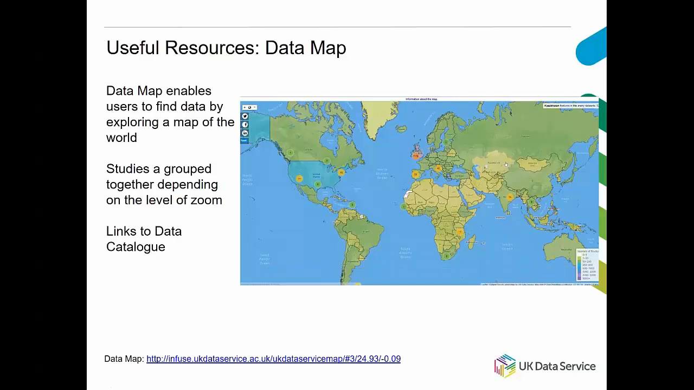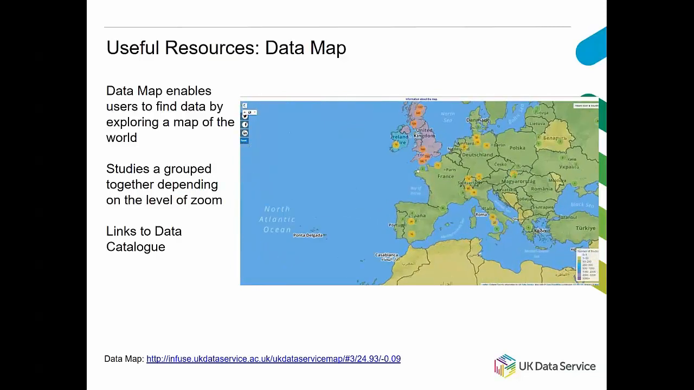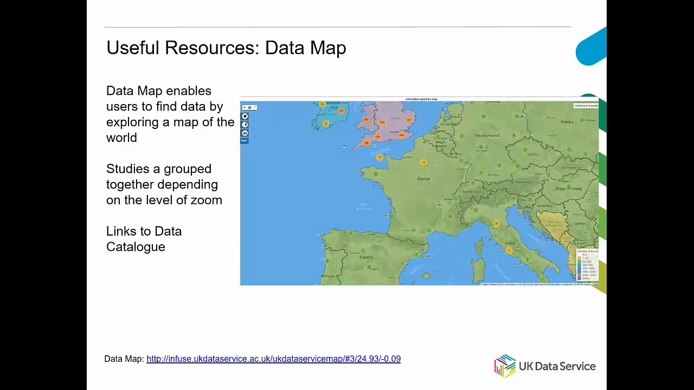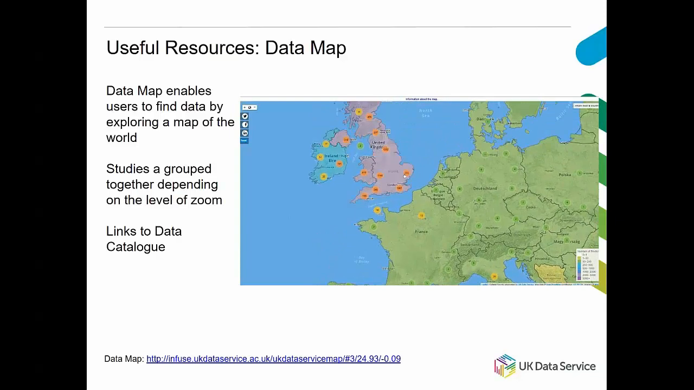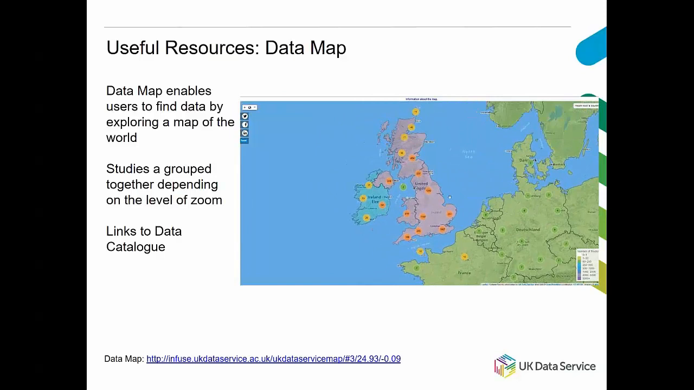The data map we offer enables you to view and find data by exploring a map of the world. Now I'm going to show a quick demonstration of how it can be used. As you can see, studies are grouped together depending on the geographical location. But once you zoom in a little bit more, the number of studies gets dispersed around the geographical area, so it gets more area specific.